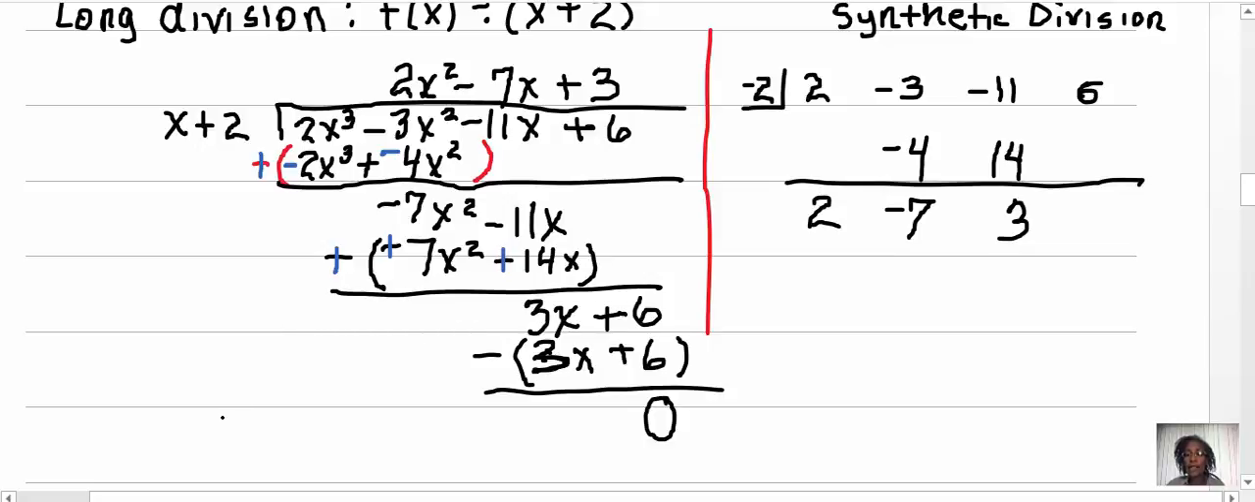Now I'm going to multiply negative 2 by 3. So negative 2 times 3 is negative 6. 6 plus negative 6 is 0. So the very last number when you're carrying out the synthetic division is always your remainder.